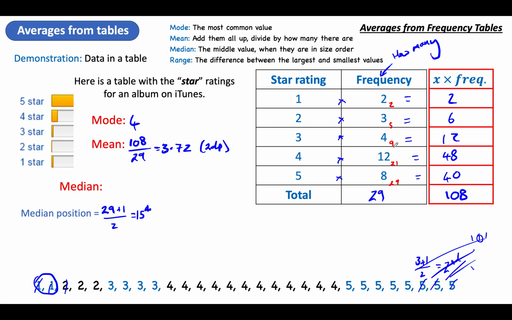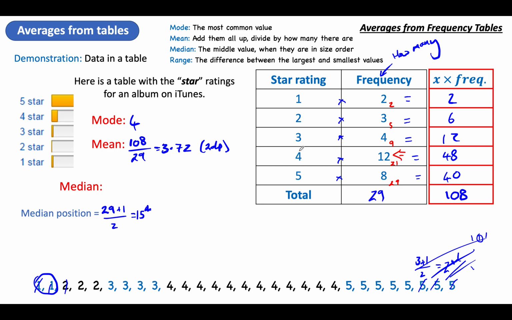So all I need to do is find out where my 15th thing is. Because look, they're already in order. The smallest 2 are here. Then the next 3 things are here. That's 5 things. And then the next 4 things here. Now the 15th is in there.